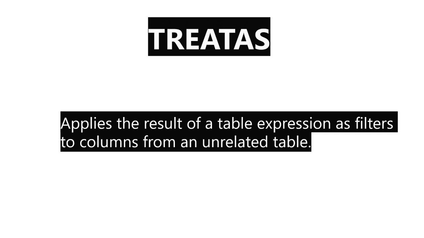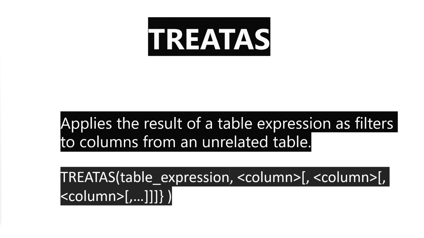The arguments are just a table expression, like say the distinct values from a column or columns, and then a column or columns from the other table. When you apply this in a measure, you can filter the data in your unrelated table the same as you would filter the data in a related one.